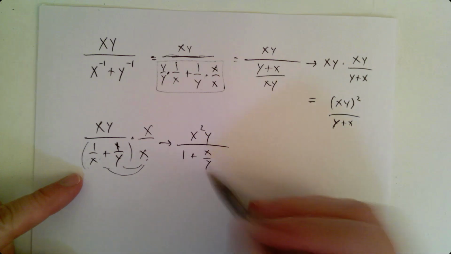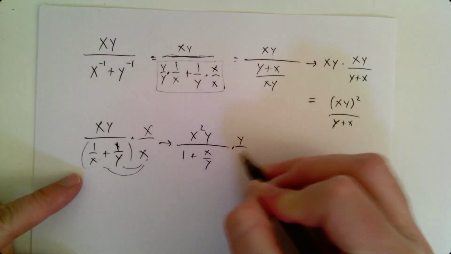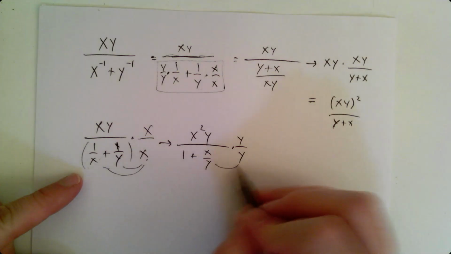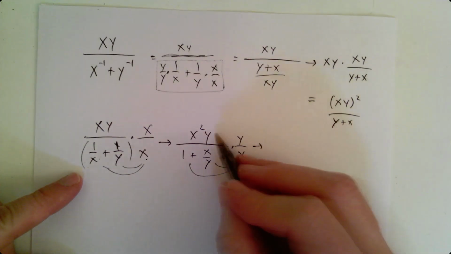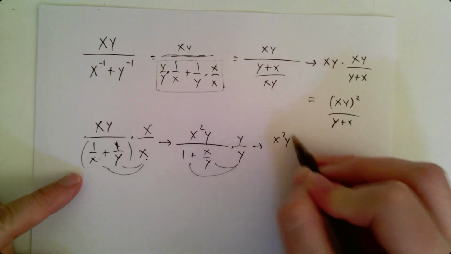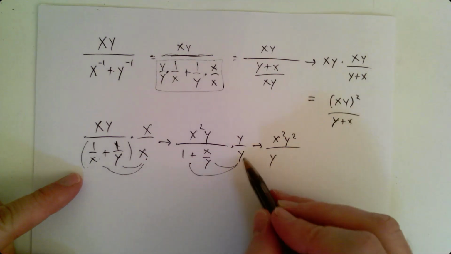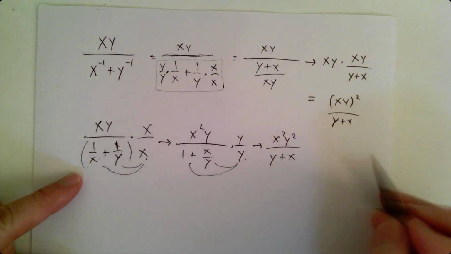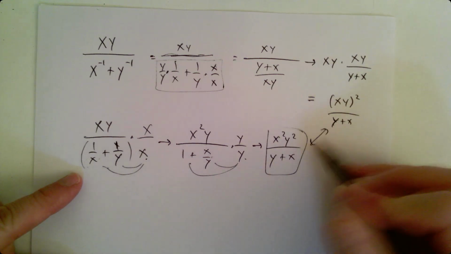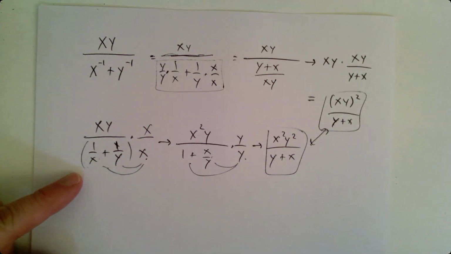Okay, how am I going to clear that y out? Let's do the same thing, y over y. So I'll distribute the y in. In the numerator here, I've got x squared y squared. In the denominator, the y times 1 gives us y. Y here gives us x. And so you see I've ended up with the same thing that I got with the other approach.